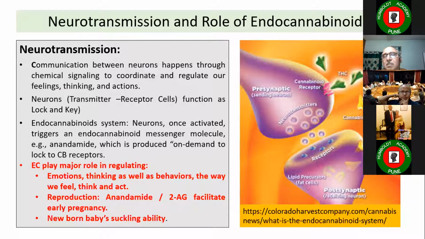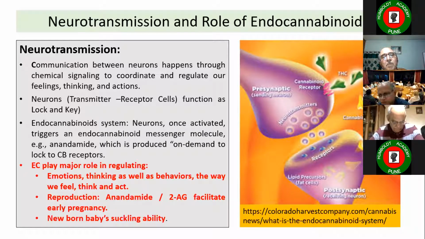Newborn babies were given a blocker of these CB1, CB2 receptors, and they could not suckle the milk from the mother. That is where they could not get the nourishment. They found that the newborn babies given this antagonist, or receptor blocker, did not have the ability to suckle the milk, and that's why they died.